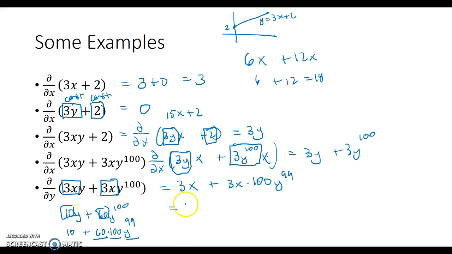And if I want to combine like terms, I suppose I can. 3x, 3 times 100 is 300, and I have 3x plus 300y to the 99th power. Done. I've got a couple of partial derivatives under my belt.